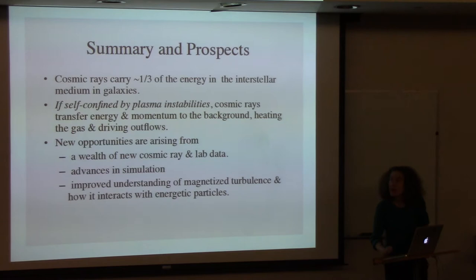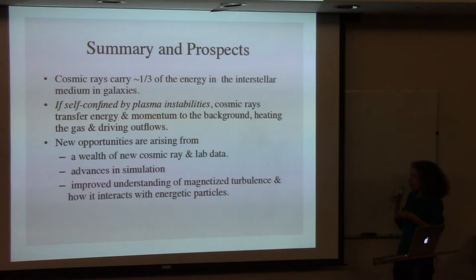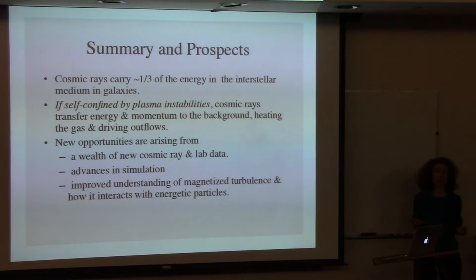So here's a summary. This is where we are. Cosmic rays are an important constituent of the interstellar medium in galaxies. In galaxies like ours, they make up about a third of the interstellar energy density. If they're self-confined by plasma instabilities that they drive themselves, they transfer energy and momentum to the background gas, which heats it and can drive outflows. There are a lot of new opportunities to study this, both the cosmic rays themselves and analogous problems in the lab, and advances in simulation. We're understanding magnetic turbulence better than we once did, and how it interacts with energetic particles. So this is a good time to study cosmic rays. Thank you.